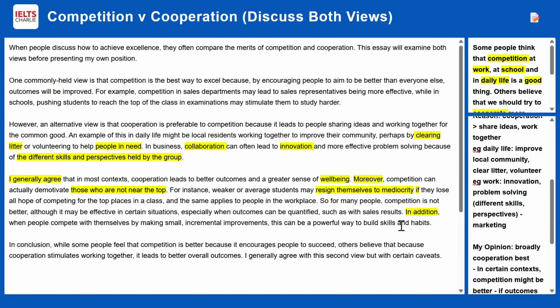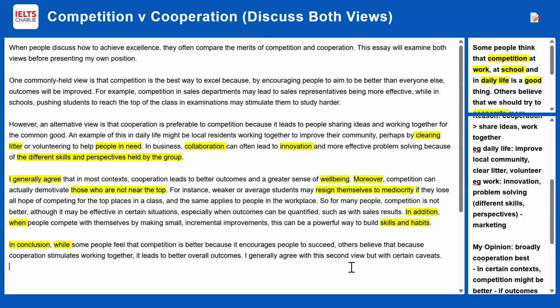to build skills and habits. Again, some precise vocabulary here and another conditional here. In conclusion, transition signal, while some people, there's an introduction to a complex sentence, while some people feel that competition is better because it encourages people to succeed, others believe that because cooperation stimulates working together, it leads to better overall outcomes.